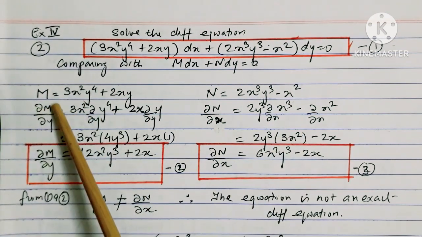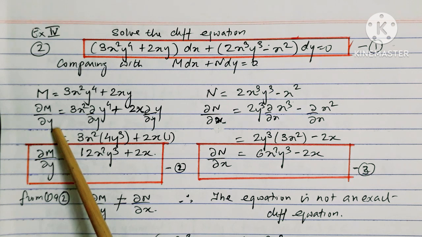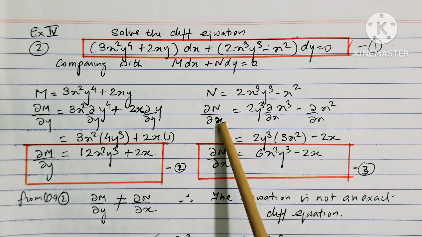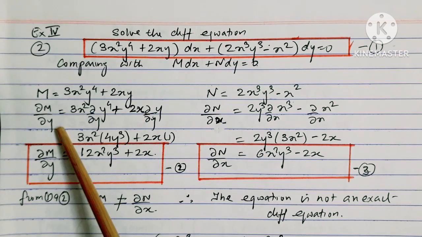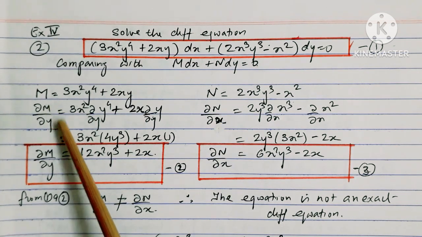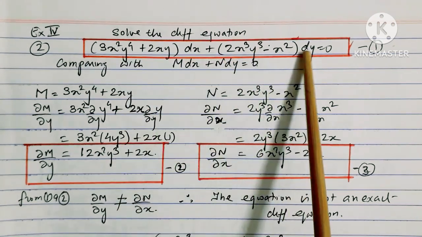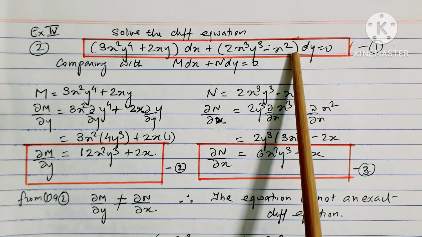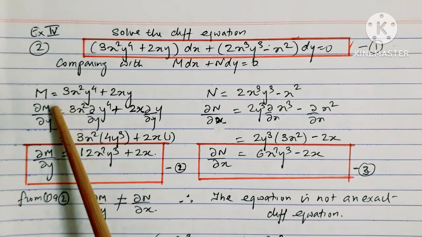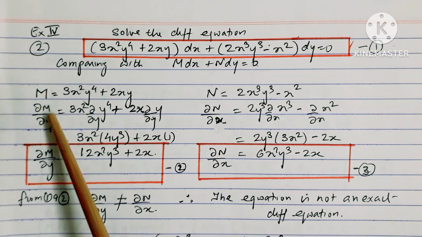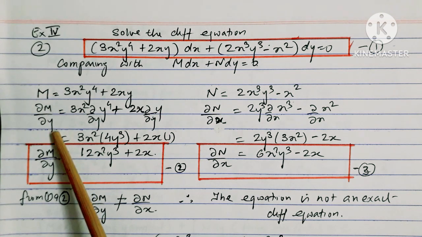Now we'll have to partially differentiate M with respect to y, and then partially differentiate N with respect to x. And if ∂M/∂y is equal to ∂N/∂x, then we can say that the given differential equation is an exact differential equation. So let us now proceed to differentiate M partially with respect to y.